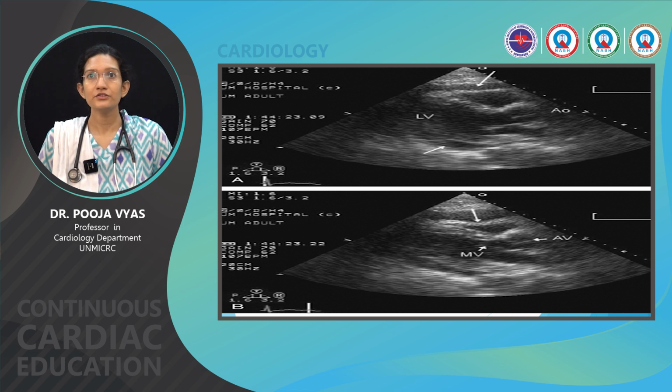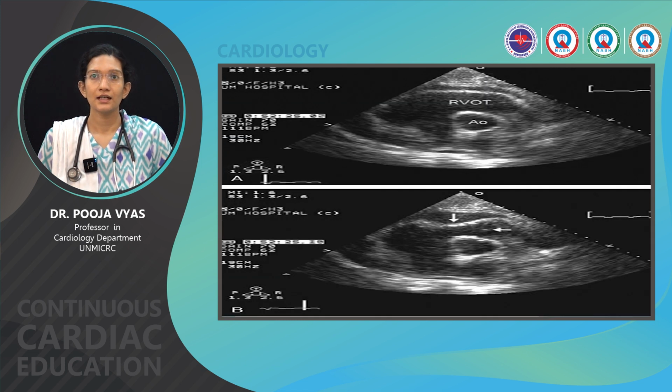This is an image showing normal distension of the RVOT during the systole, and in the lower image we can see the diastolic collapse of the RVOT during the early diastolic period. Again this image nicely shows the collapse of the right ventricular outflow tract during the early diastole.